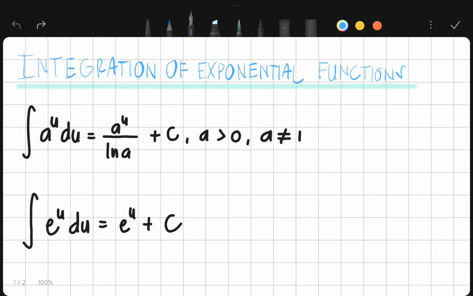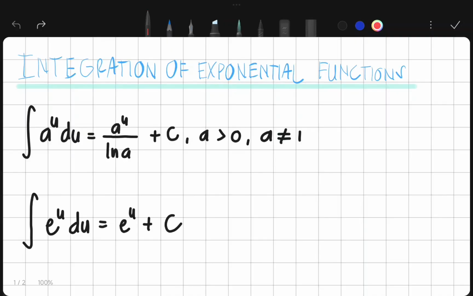Okay, so first one, we have the integral of a raised to u, where a is greater than 0 but not equal to 1. And the integral for that is a raised to u over ln of a, plus c.